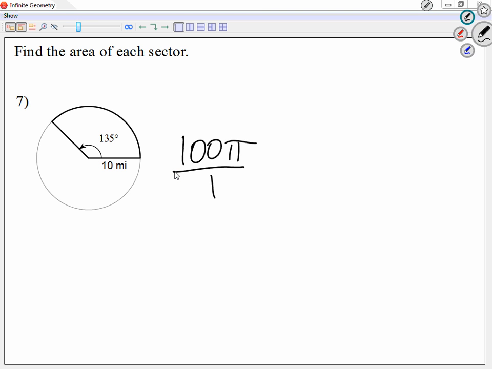Let me make this into a fraction. So I'm going to put a 1 at the bottom, and I'm going to multiply by how much of the circle I have. I have 135 divided by 360. I'm going to show you guys a trick today. This 135 and 360, I know they're divisible by 9. I don't know by how much, but I know they're divisible by 9.